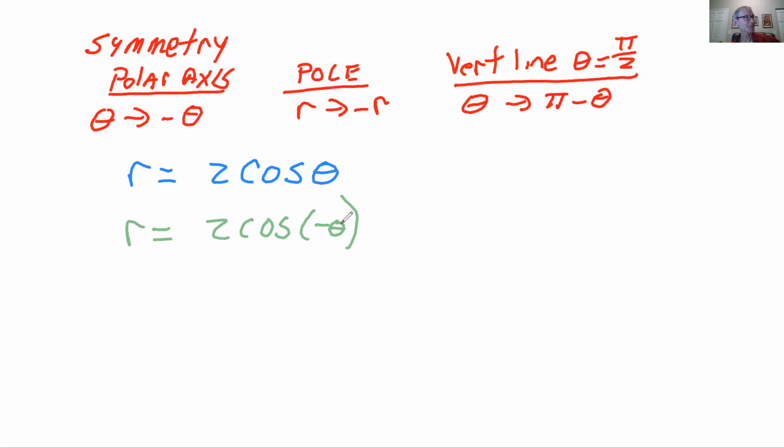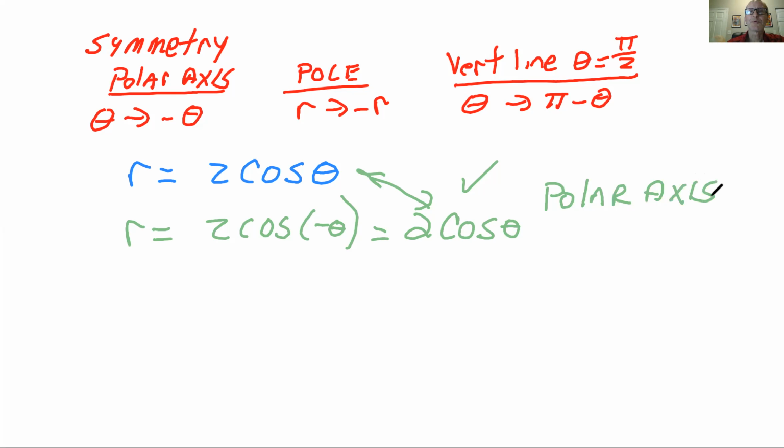So here's where the symmetry properties come quite handy. If you remember, cosine of minus theta equals cosine of theta. So you could rewrite it using the symmetry property, cosine of theta. So you could see these two are equal. And so it's symmetric around the polar axis.